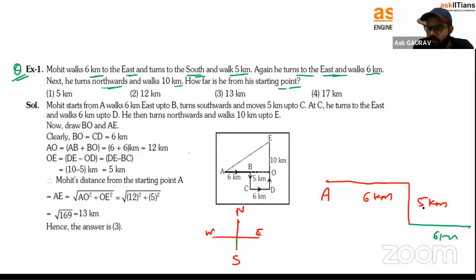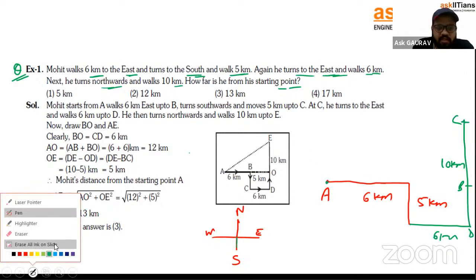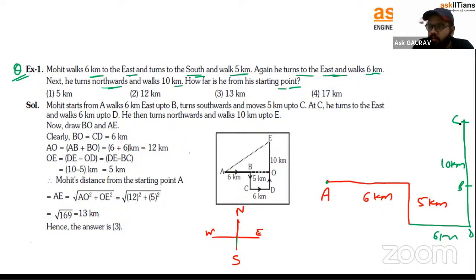So this is 5. It means he will reach here because this is 10 kilometers. Let's say this point is B and this point is C, right? So from B, BD is 5 kilometers. Your BC will also be the remaining 5 kilometers, and he walks 10 kilometers. How far is he from the starting point? Okay, the starting point here is A. What is the distance from A to the point C? Basically, the question is asking for this distance, right?